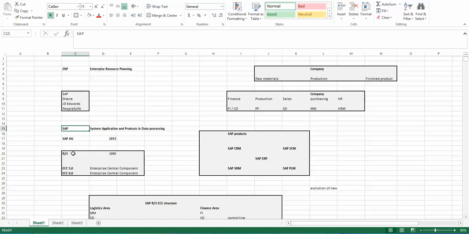ECC 6.0 is the latest version of SAP which is being used right now, and the updates after this are in the form of enhancement packs. So it will be like ECC 6.0 Enhancement Pack 4, ECC 6.0 Enhancement Pack 7. So 7 would be the latest enhancement pack for ECC 6.0. The updates are released in the form of enhancement packs, and the version remains the same, ECC 6.0, but there are enhancement packs that are released by SAP if there is an update.